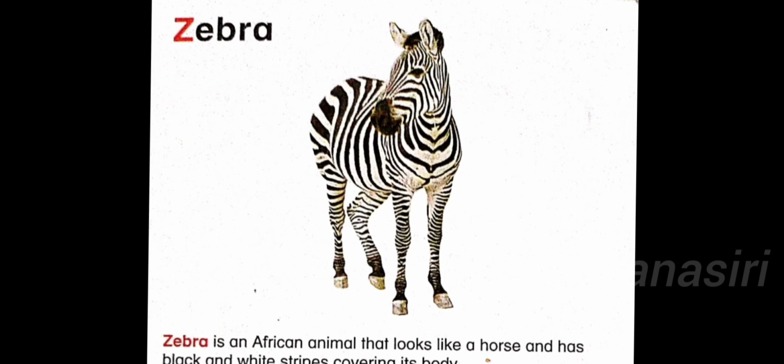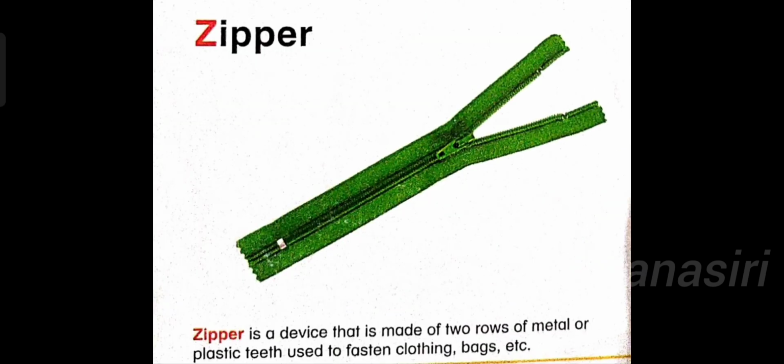The next one is Z for zebra. Zebra is an African animal that looks like a horse and has black and white stripes covering its body. So it will have a white body but black stripes. It is looking like a horse but it's not a horse, and it is an African animal. Okay, maybe you can see it.